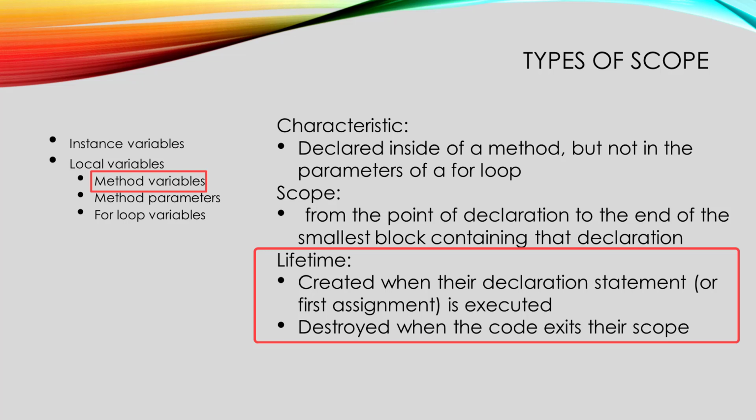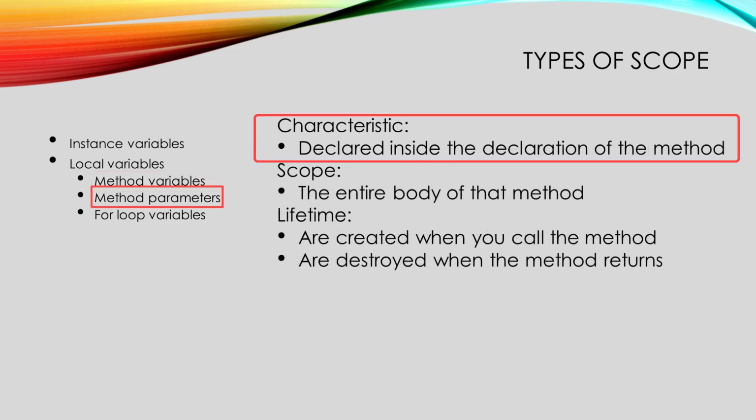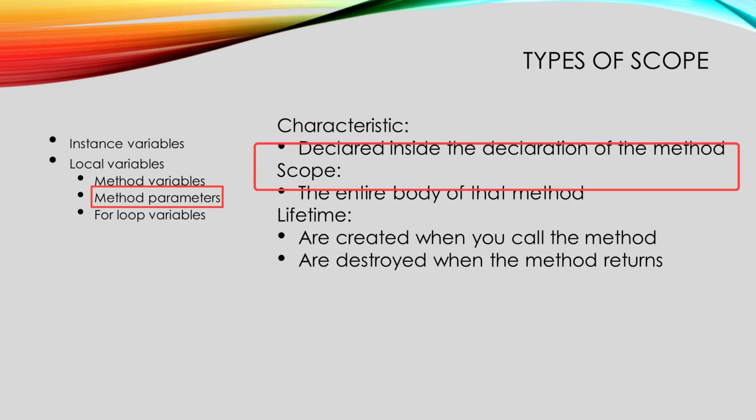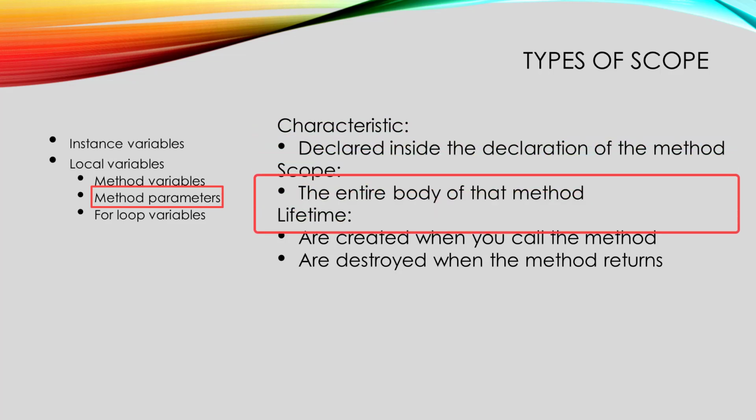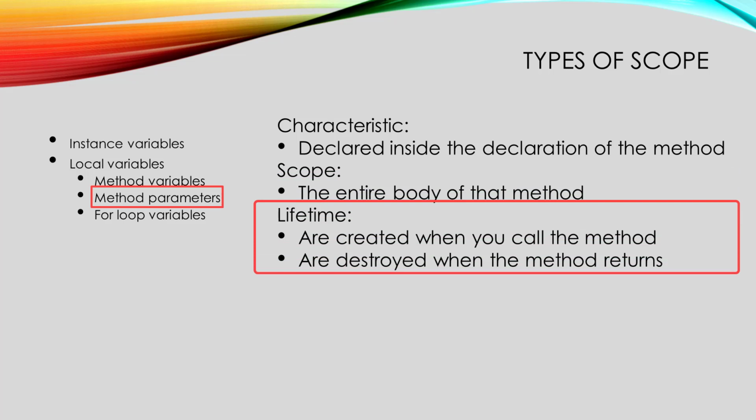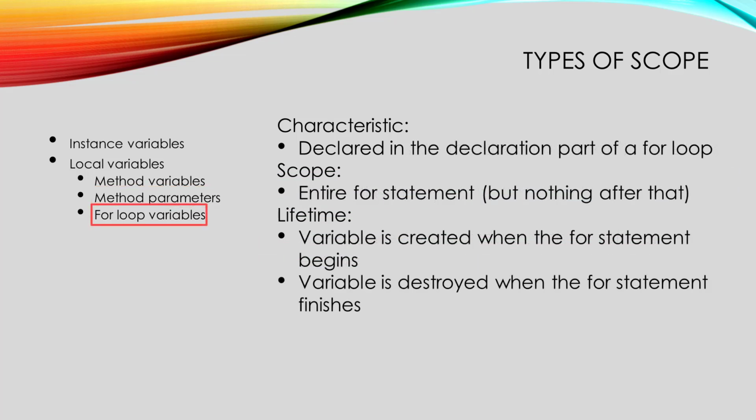So basically, the lifetime of a variable is while the code that is in the variable's scope is executing. Method parameters are variables that are declared in the declaration of the method, in those parentheses right after the method name. For those variables, their scope is the code in that method, and their lifetime is while that method is executing. The last type of local variables is for loop variables.